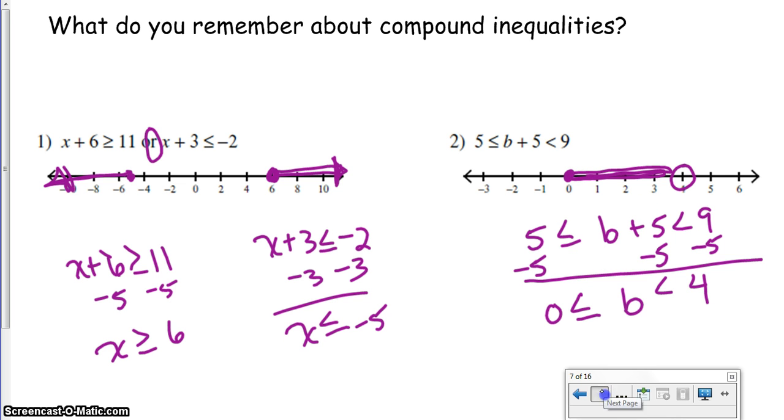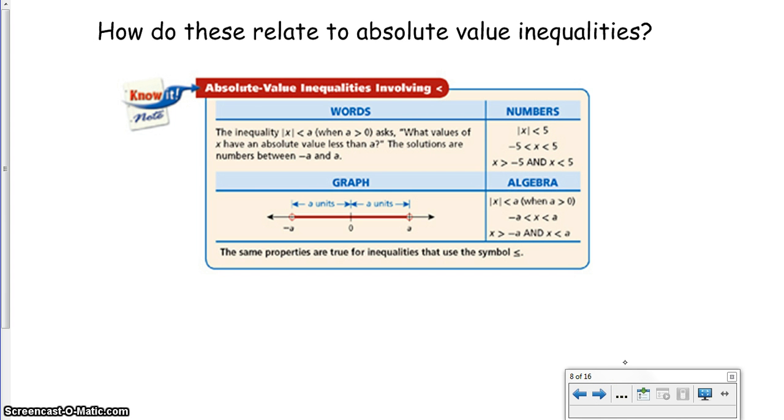So how do these relate to absolute value inequalities? I would like you to do a card for this. Absolute value inequalities: if the absolute value of x is less than a, when a is greater than 0, you ask what values of x have an absolute value less than a. The solutions are numbers between negative a and a. The properties are also true for inequalities that use the symbol less than or equal to.